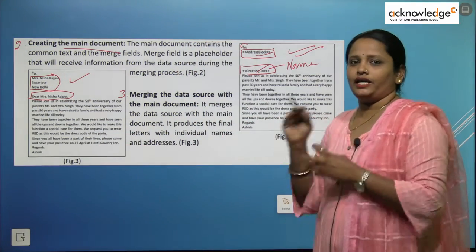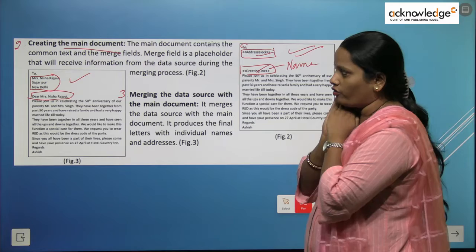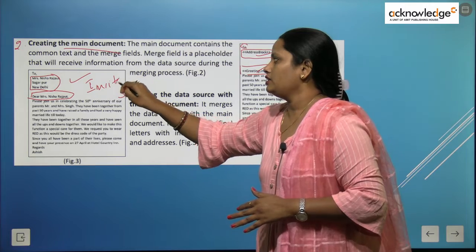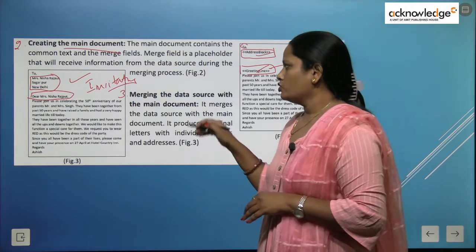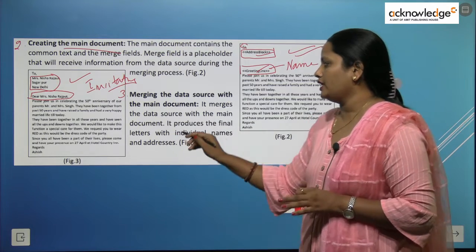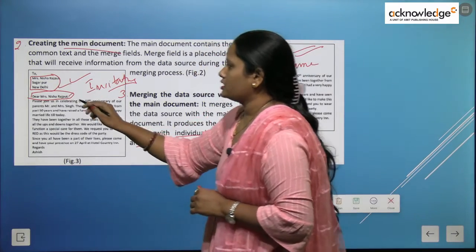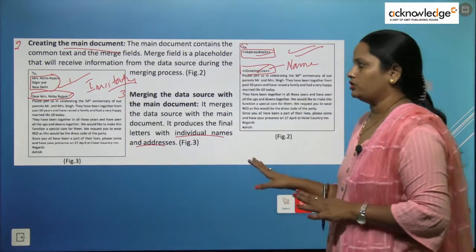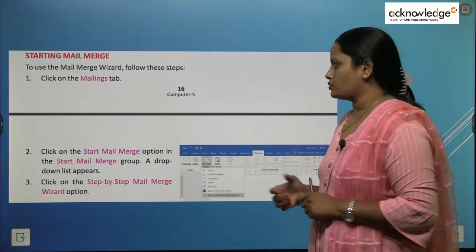So the computer quickly picks up the data and the main content, collaborates both of them and makes this invitation. This is the invitation or any message or any letter that we want to send. So this was the third process. It merges the data source with the main document. It produces the final letter with individual names and their addresses. So we can see their names and addresses are written here, and the greeting is also there. Dear Mrs. Nisha Rajput. So this is the greeting. So these three steps were there.